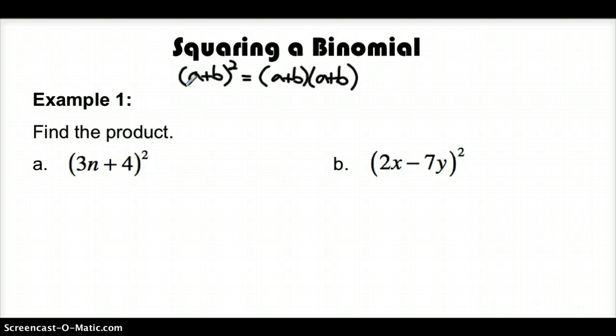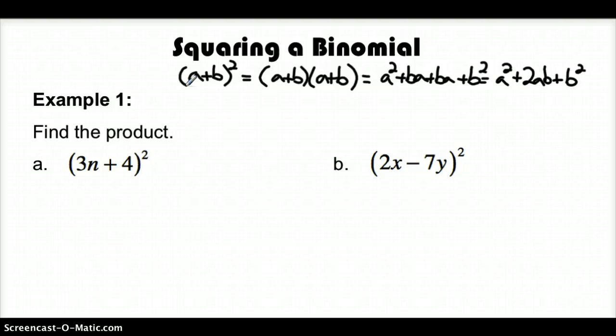And if we FOIL that, what we end up with is a times a is a squared. We then get outside times outside will be plus ba, or ab, doesn't matter because of the commutative property. The inside will get plus ba, or plus ab, whichever one you want to write. And then last times last we'll get plus b squared, right? And if we simplify this, we just end up with now a squared plus 2ab plus b squared, right? So that last part right here is actually going to be our pattern when we square this binomial, okay?